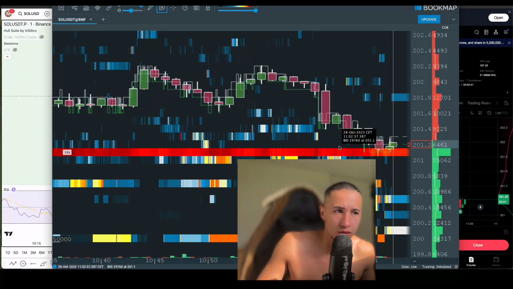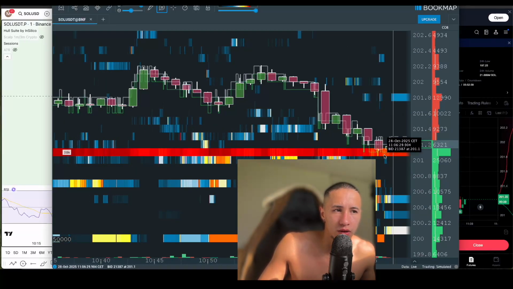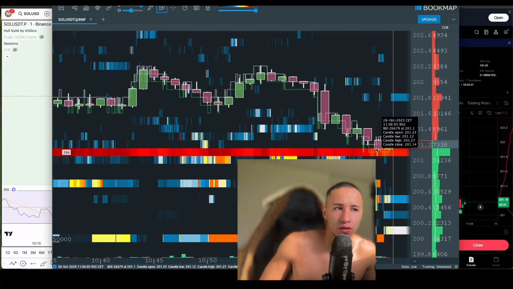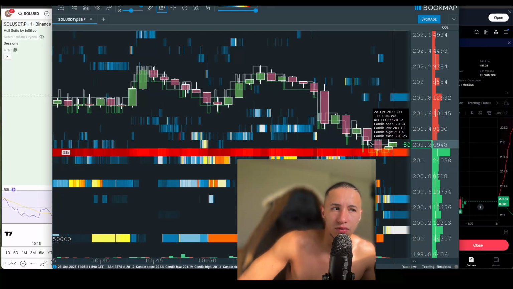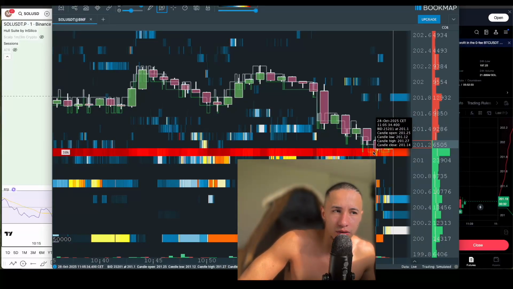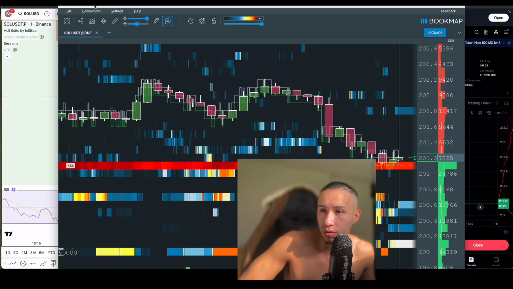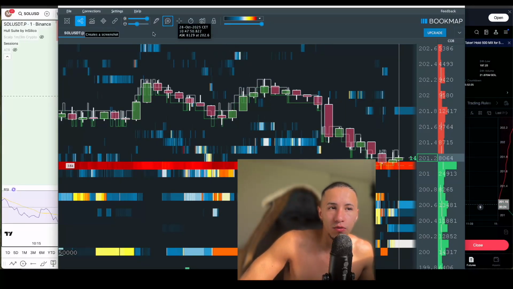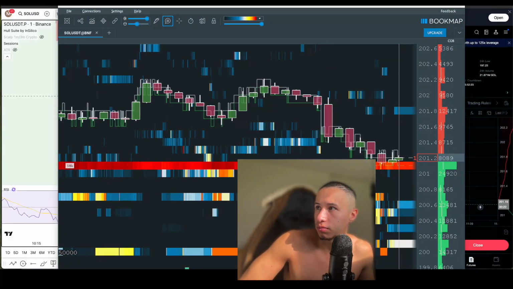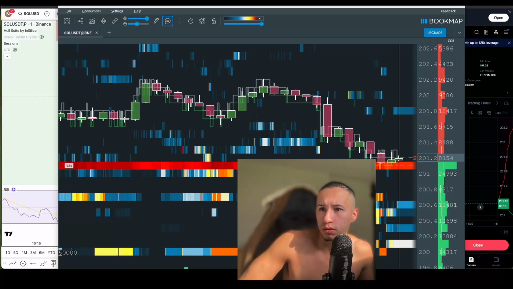So look at this now. At this point, we are at an important level. That's why I also got out, because this is an important level. And when you see liquidity like this, you gotta be careful. We could break it down, definitely. Let's see. We could break it down.